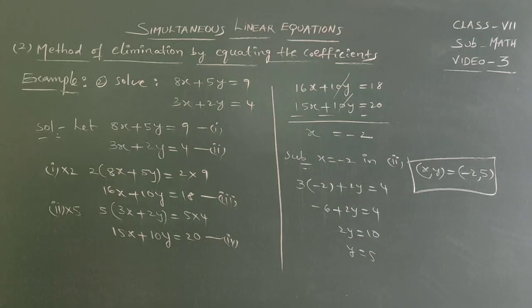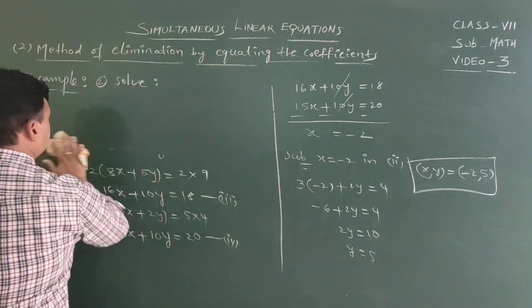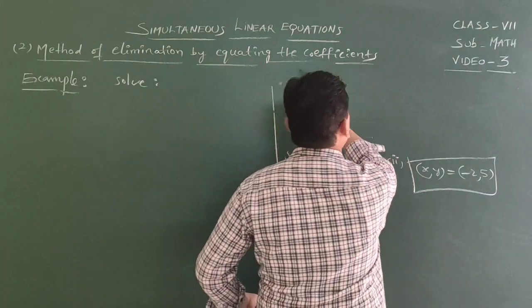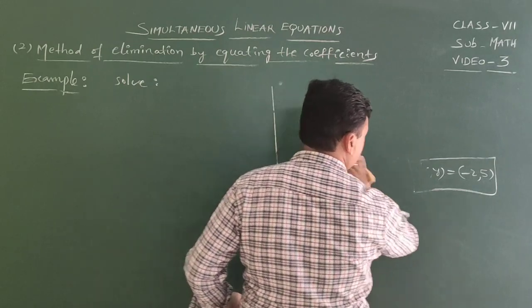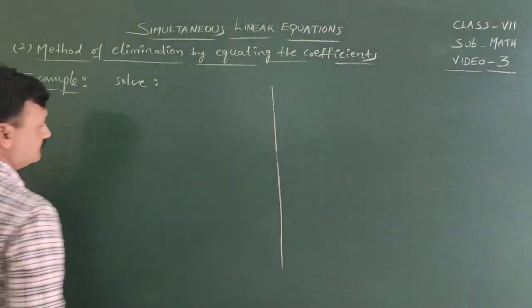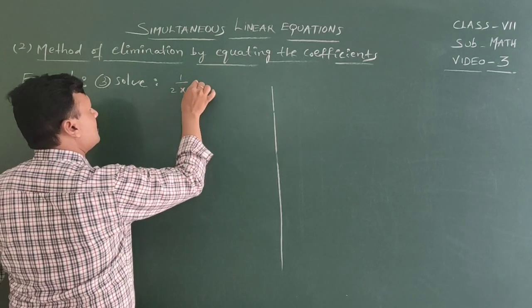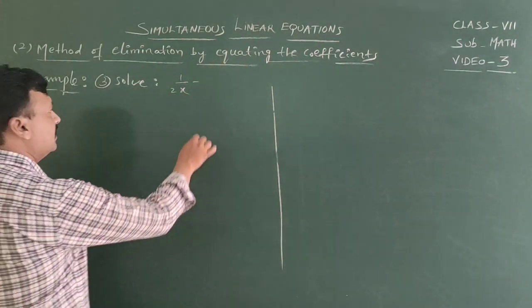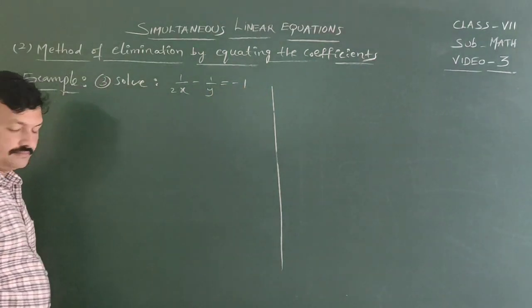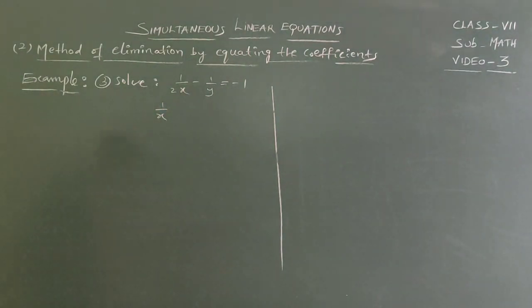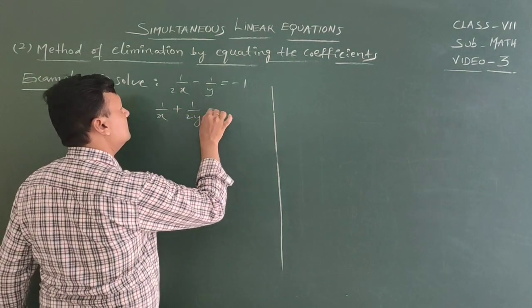Next, third equation. Third one: 1 by 2x minus 1 by y equal to minus 1, and 1 by x plus 1 by 2y equal to 8.